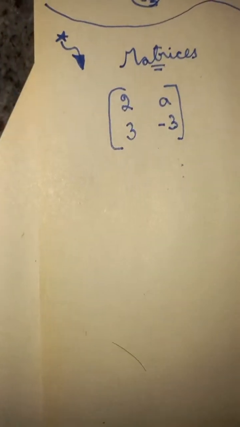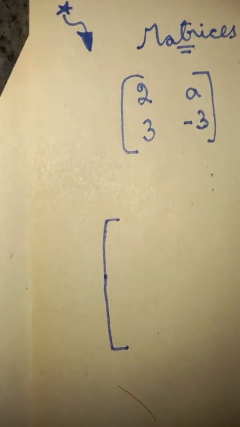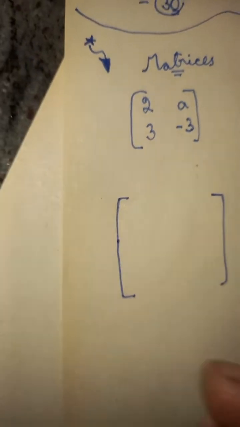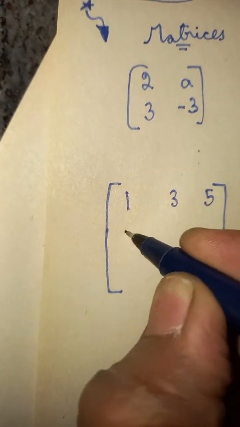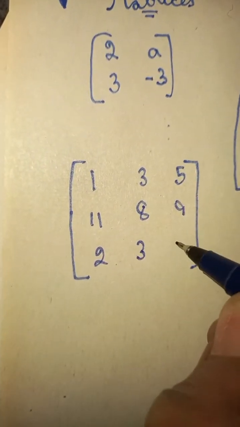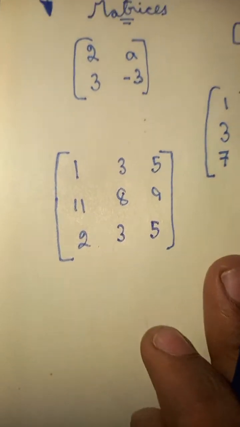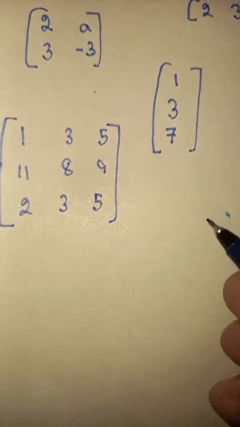And among them, one more type of matrix is known as a square matrix. This is a square matrix, or this is also a square matrix. That is like this, they have given. This is also a square matrix. In this square matrix also there are different types of matrices.